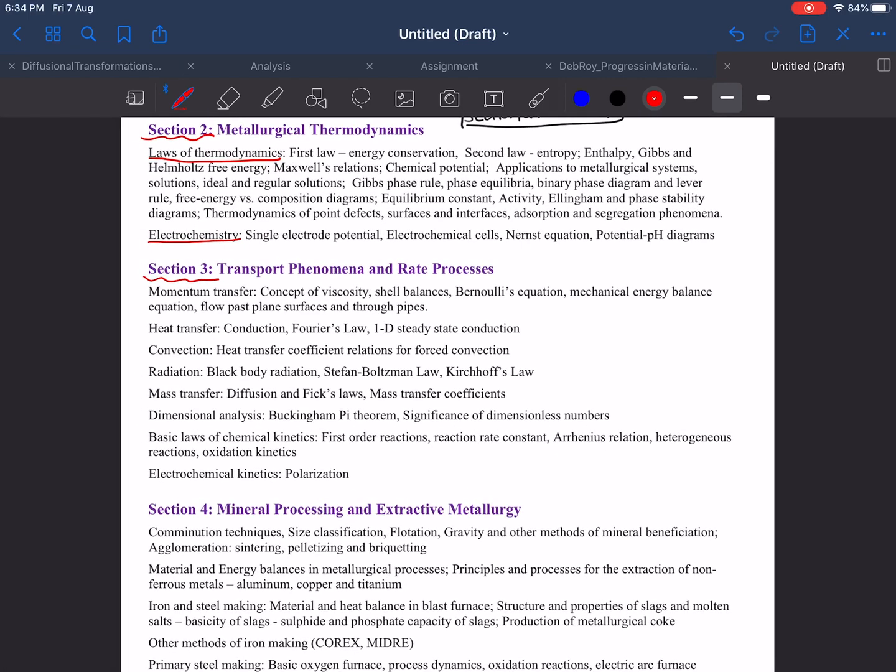Now what I found here is, in transport phenomena and rate process, I think they will be focusing on this section more this time, because the topics you are looking at here are somewhat new. Even though the side headings, momentum transfer, heat transfer, convection, radiation, mass transfer, dimensional analysis, chemical kinetics, electrochemical kinetics, are topics you know already under rate process, they have elaborately given what to study, like in radiation: blackbody radiation, Stefan Boltzmann law, Kirchhoff's law. This is something which you have to read.